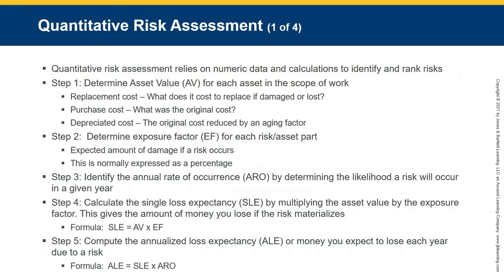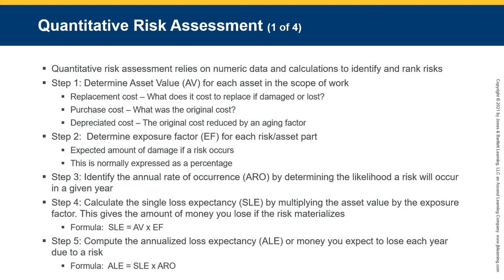Quantitative risk assessment relies on numeric values and calculations to rank risks. Step 1: determine asset value, AV, for each asset in the scope of work. Replacement cost: what does it cost to replace if damaged or lost? Purchase cost: what is the original cost? Depreciation: the original cost reduced by the age factor.